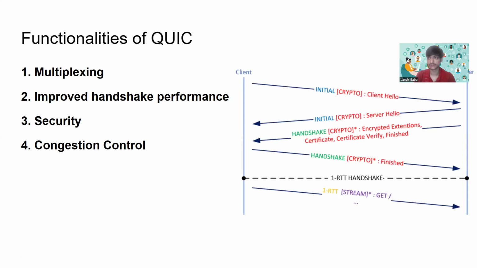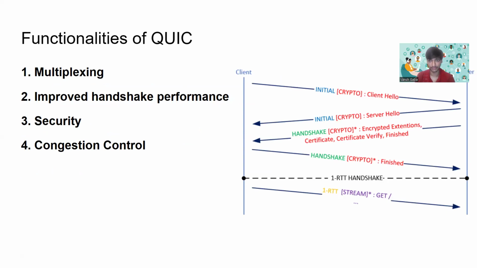So let's come to the functionality of QUIC. The first one is multiplexing. Multiplexing is sending data over multiple streams, and if a packet is lost in one stream, it doesn't block the others; all the packets can move smoothly through the different streams.